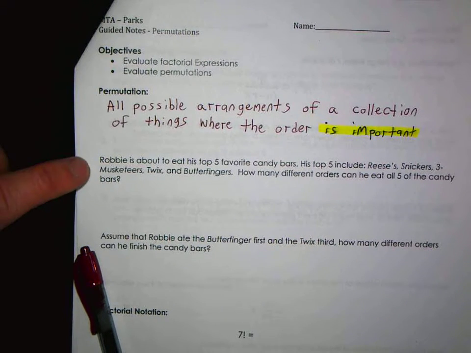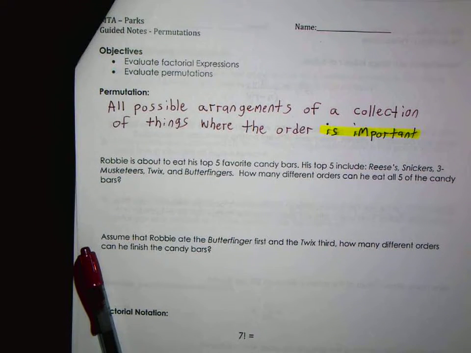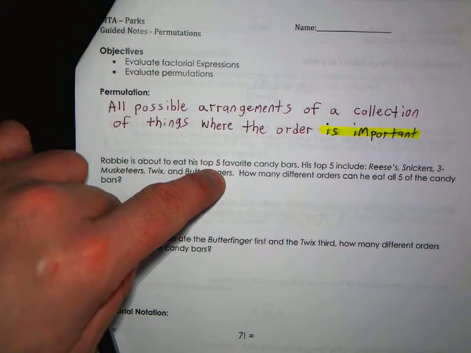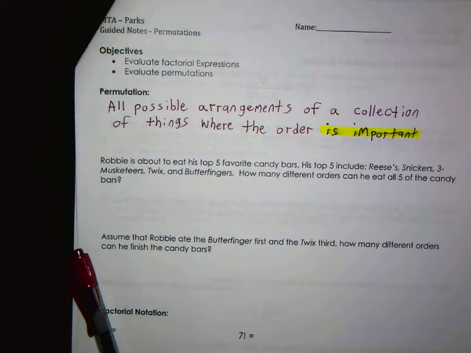So, first one, Robbie is about to eat his top 5 candy bars. And his top 5 are Reese's, Snickers, Three Musketeers, Twix, and Butterfingers. How many different orders can he eat all 5 of the candy bars? How would you find that out? So yesterday, we would take 5 times 5 times 5 times 5 times 5 to get the number, correct?